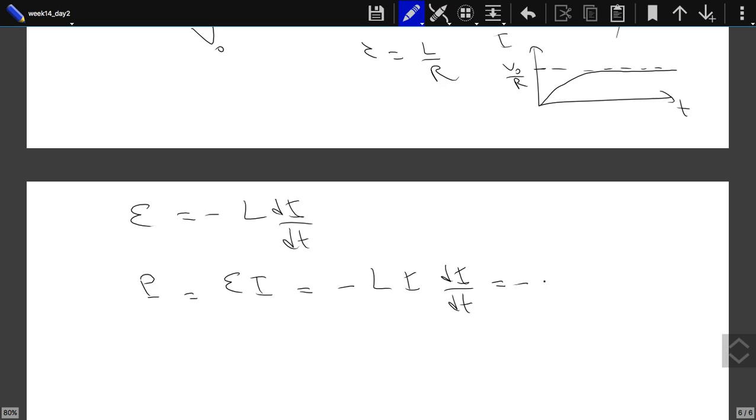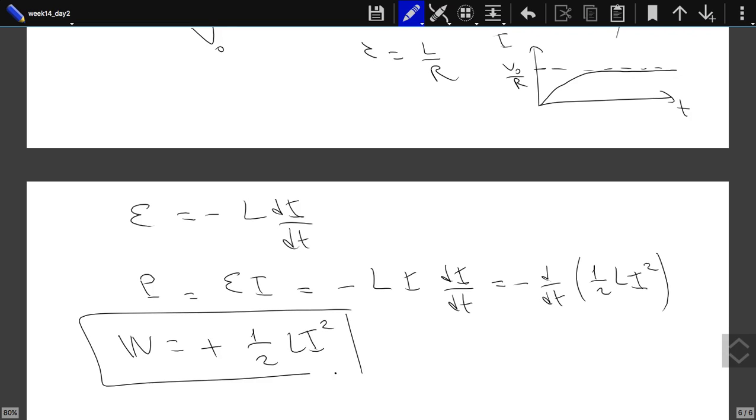But this is equal to minus d/dt of 1 over 2 L I squared. This is the work done. No, this is the power. The work done is minus, no, let's say plus 1 over 2 L I squared. Now, what happened to the minus sign? This is the power of the inductor itself.